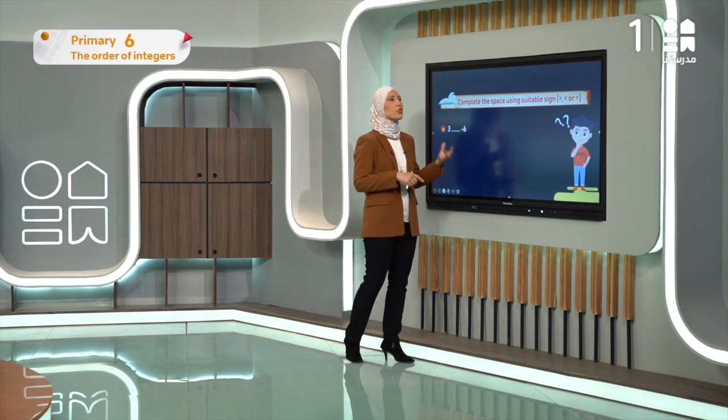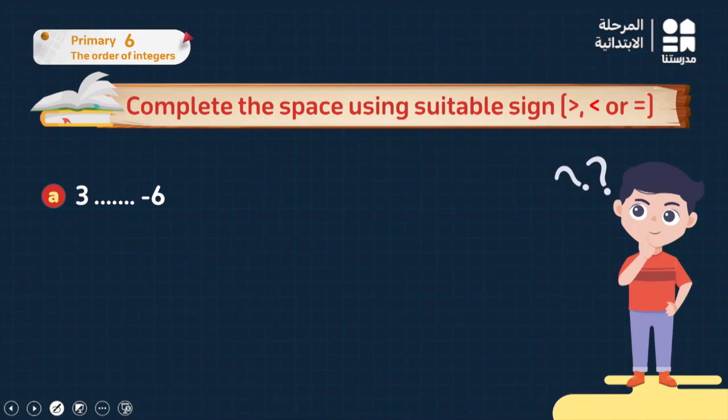Okay, the next one I have, complete the space using a suitable sign: bigger than, smaller than, or equal. Type. I have 3 and negative 6. Of course, without thinking, between a positive and a negative integer, the positive integer is the biggest. So 3 directly is the biggest number. The second one I have negative 7 and 17. Of course, 17 is bigger because it's the positive one. So any positive number is greater than any negative number, or negative integers, sorry.